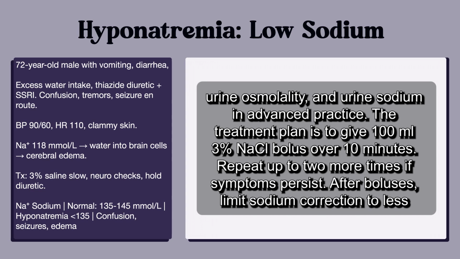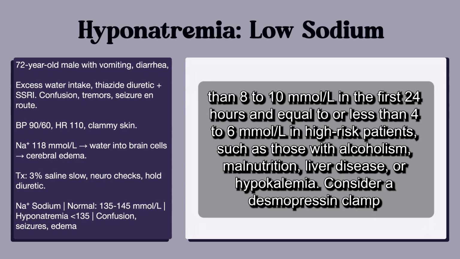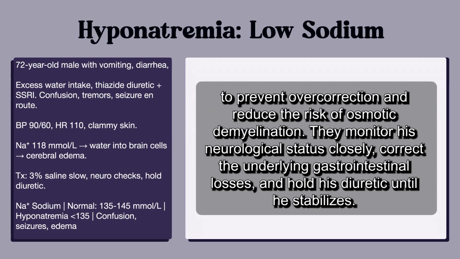After boluses, limit sodium correction to less than 8 to 10 millimoles per liter in the first 24 hours, and equal to or less than 4 to 6 millimoles per liter in high-risk patients, such as those with alcoholism, malnutrition, liver disease, or hypokalemia. Consider a desmopressin clamp to prevent overcorrection and reduce the risk of osmotic demyelination. They monitor his neurological status closely, correct the underlying gastrointestinal losses, and hold his diuretic until he stabilizes.